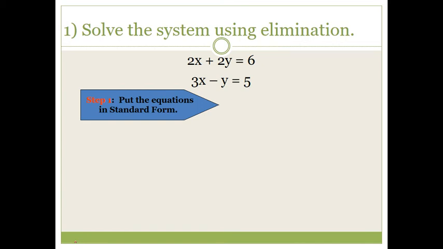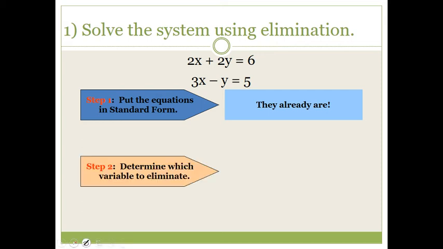So let's do one more example. Let's solve this system using elimination. Alright, so step 1, we put the equations into standard form. Oh, they already are. Now we have to determine which variable to eliminate. Remember, I'm trying to add these equations together so that one of the variables eliminates. If I do that right now, I would get 2x plus 3x to produce 5x. Okay, so x wouldn't go away. I could try it with the y's. If I added the two equations, I would get positive 2y minus 1y. That would leave positive 1y.